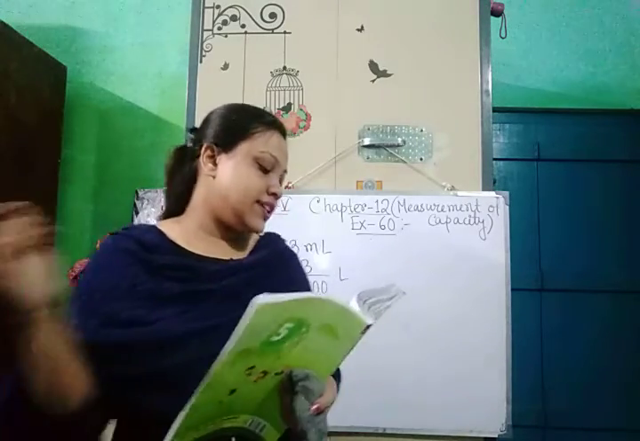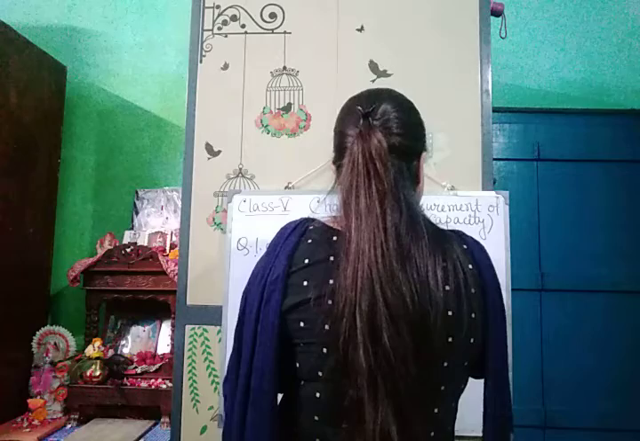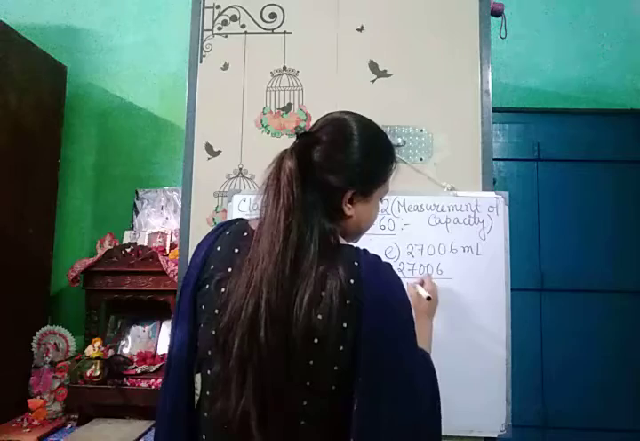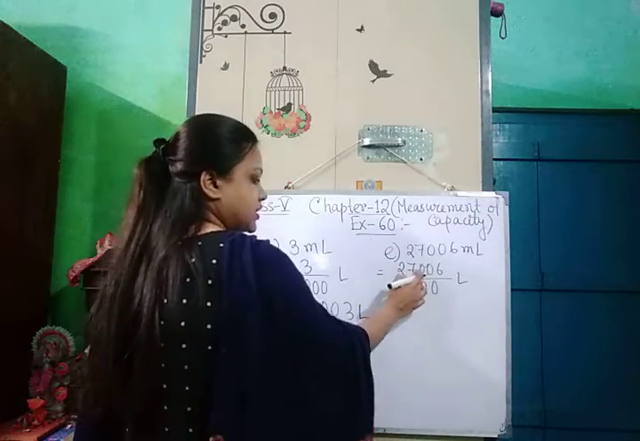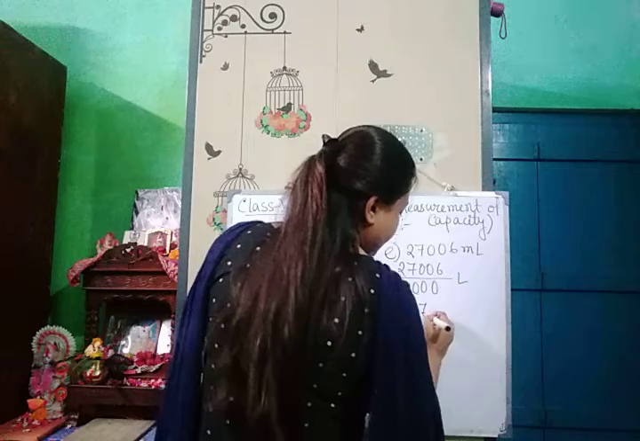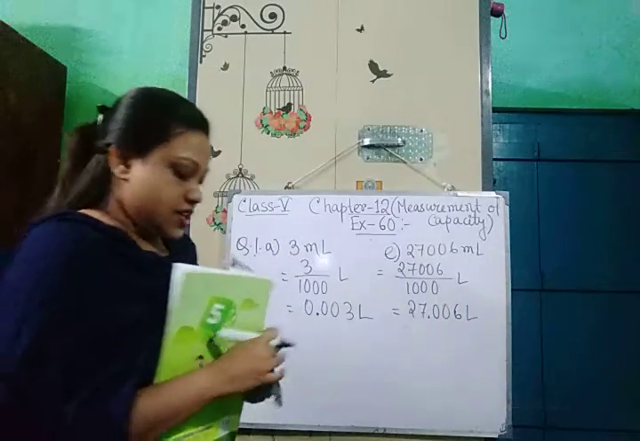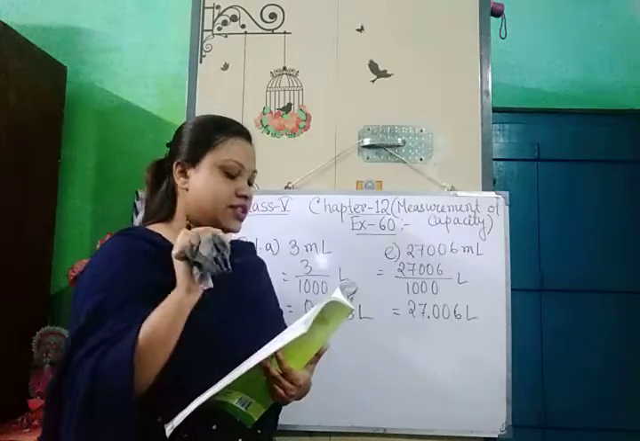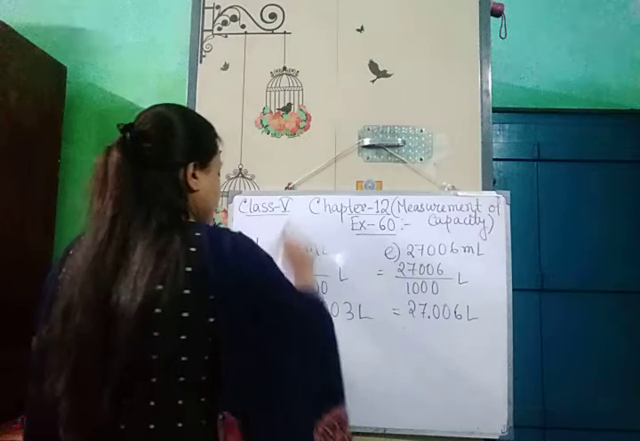Next, question number E is 27006 ml. Again we have to divide it by 1000 to get liter. So the point will move to the left 3 places. It will be 27.006 liter. Okay, all are the same. Now I am doing another which is a little bit different. Another one, question number 1's F.